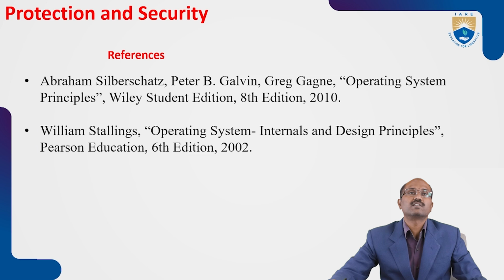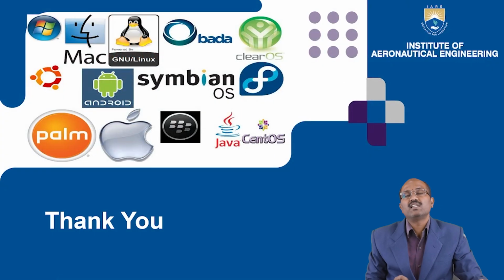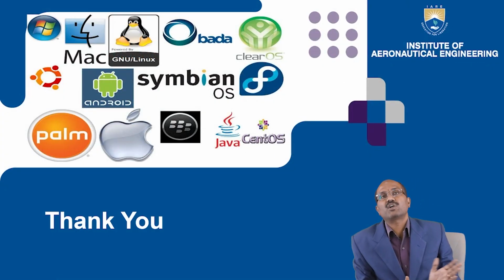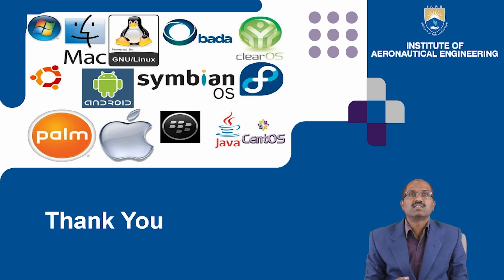We collected this material based on the book by Abraham Silberschatz and Galvin, titled Operating System Principles, Wiley student edition, 8th edition. I also referred to the book by William Stallings, titled Operating Systems: Internals and Design Principles, 6th edition. We've seen the difference between protection and security, different protection mechanisms and different security mechanisms of different versions of the operating systems.